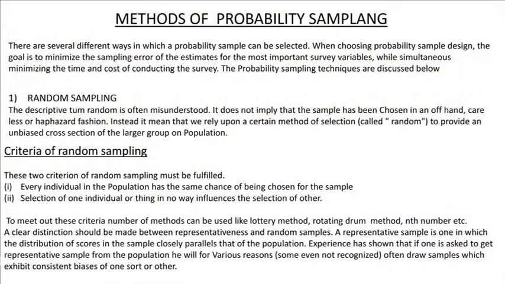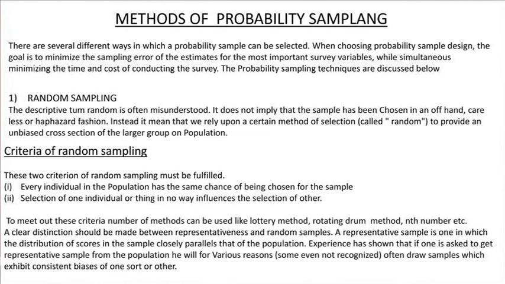If 1 is selected, 2 has again an equal chance of being selected. So, that means everyone has an equal chance, equal probability, that is why it is called probability sampling. And number 2, selection of 1 will not affect in any way the selection of the other. To meet these criteria, a number of methods can be used, like the lottery method, rotating drum method, nth number, etc. Now, I will explain these methods.